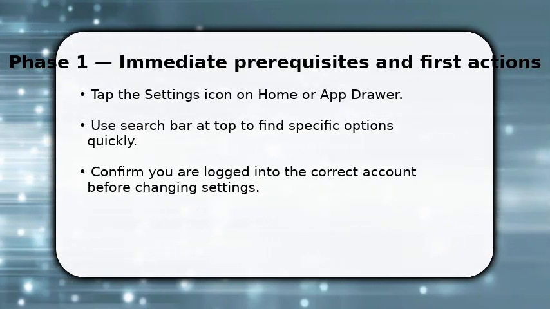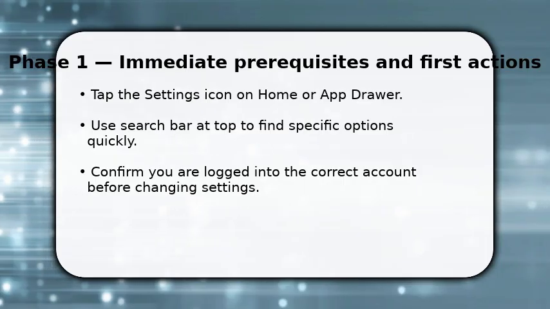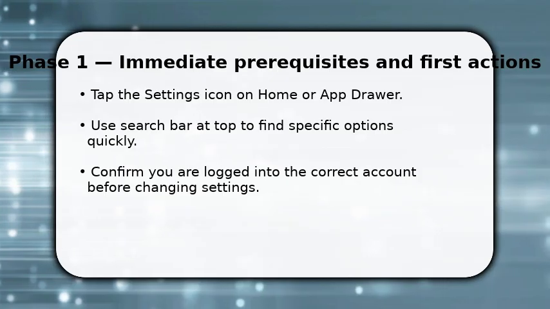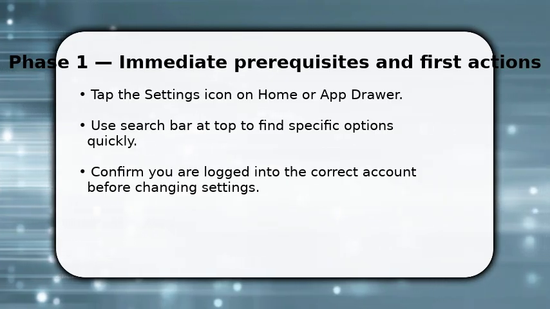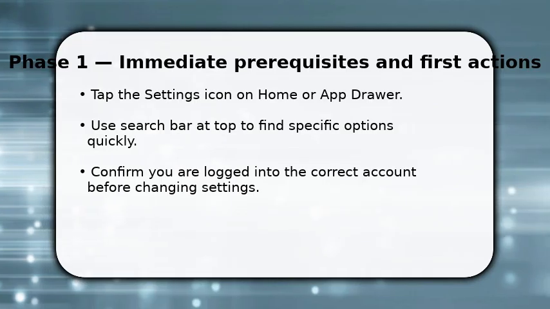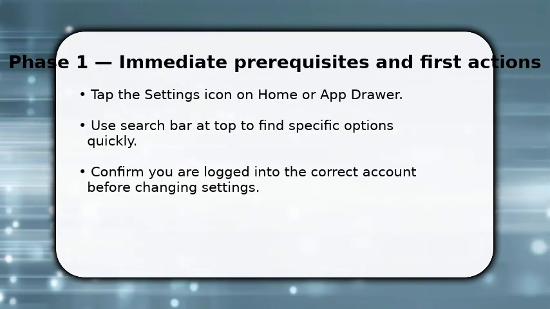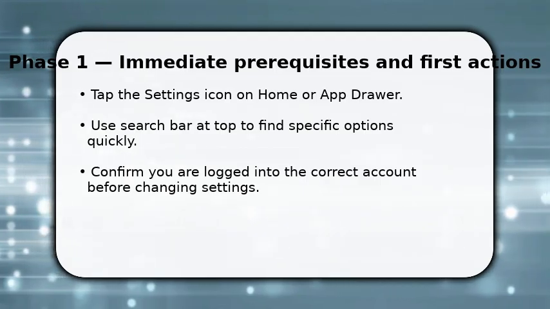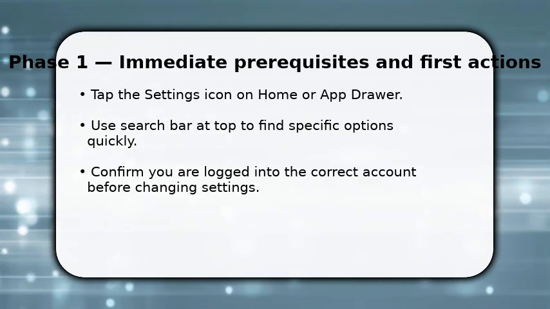You start by opening Settings, tap the Settings icon on your home screen or in the app drawer. Once done, glance at the top for a search field, type a keyword to jump straight to the option you need. Make sure you are on the correct account because changes apply to that profile. If credentials are required, enter them now so you can proceed uninterrupted. This reduces mistakes and saves time later.